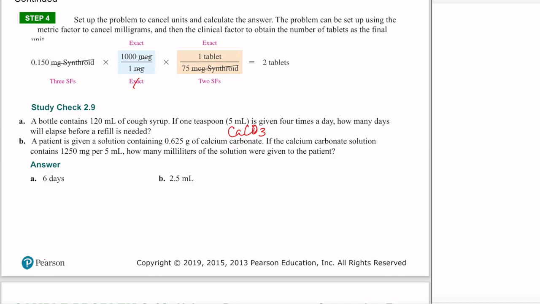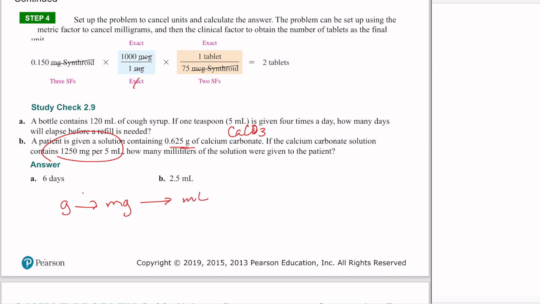We see that we're starting with grams, not milligrams, but we have our conversion in milligrams per 5 milliliters. So we'll need to do a two-step problem. First, we'll convert grams to milligrams, and then we'll convert milligrams to milliliters.